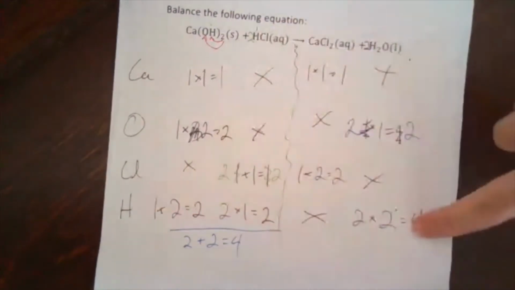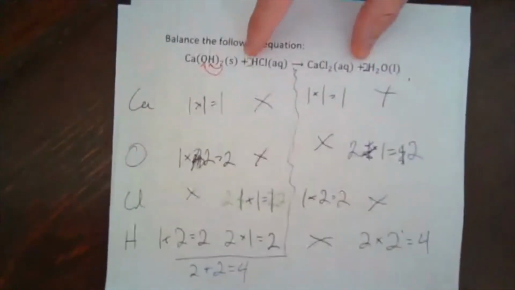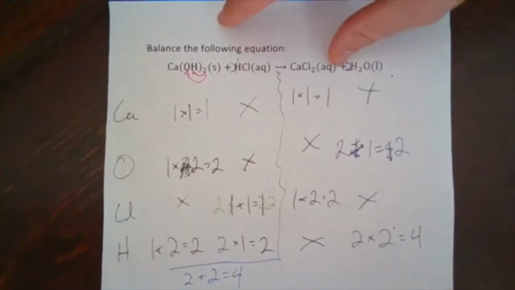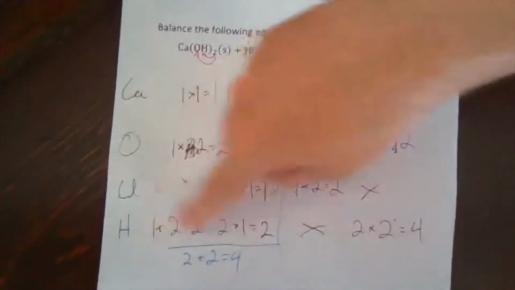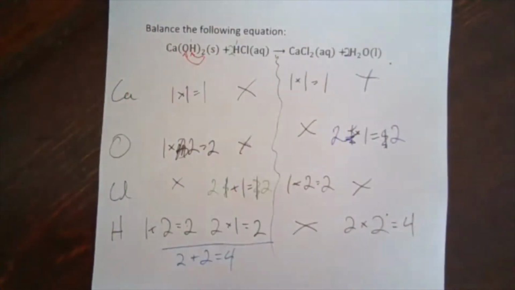If we had started with hydrogen, we probably never would have guessed that we needed to put coefficients in front of 2 of these compounds. And that's why we didn't start with hydrogen. It had the most complicated solution because it's in the most places. And it is unlikely that we could have just figured that out without doing it.